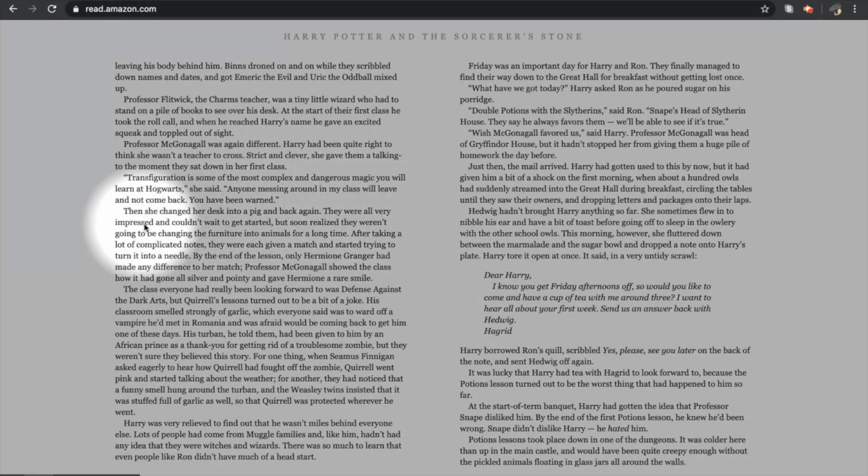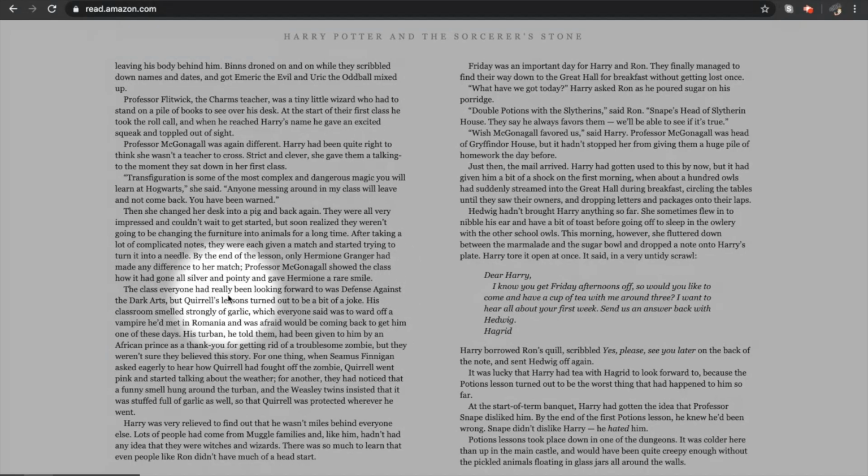They were all very impressed and couldn't wait to get started, but soon realized they weren't going to be changing the furniture into animals for a long time. After taking a lot of complicated notes, they were given a match and started trying to turn it into a needle. By the end of the lesson, only Hermione Granger had made any difference to her match. Professor McGonagall showed the class how it had gone all silver and pointy and gave Hermione a rare smile.